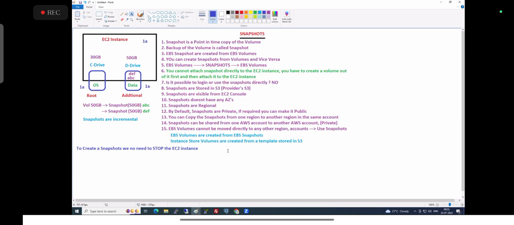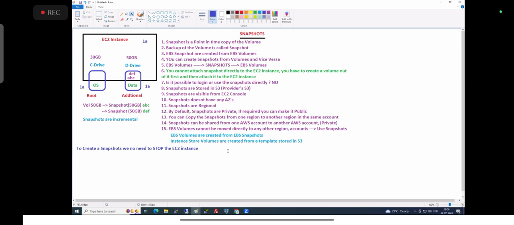For that, we used to write Python scripts, but now AWS saw that we were putting in a lot of effort and thought, let me automate that. So AWS came up with a new feature in EC2 called Lifecycle Manager, or Data Lifecycle Manager. It saved our life.